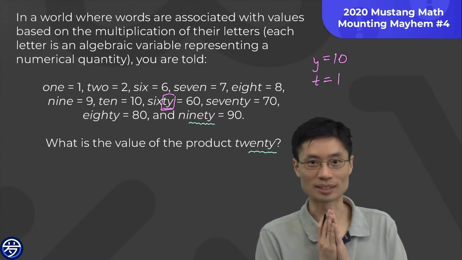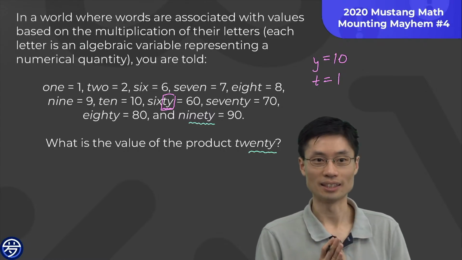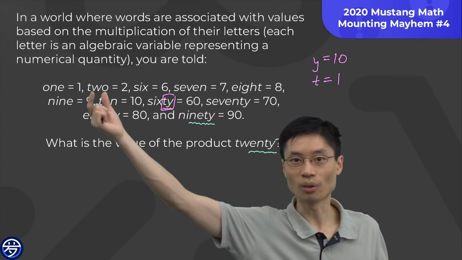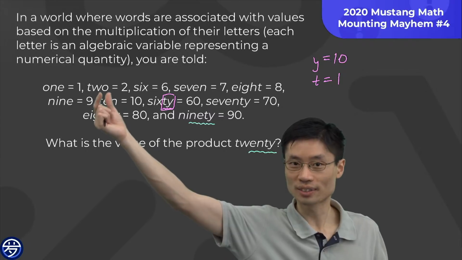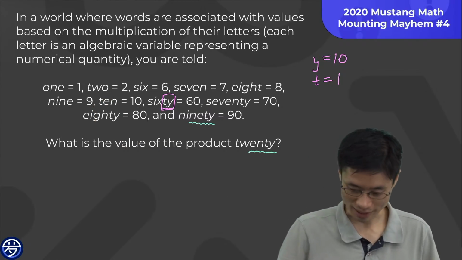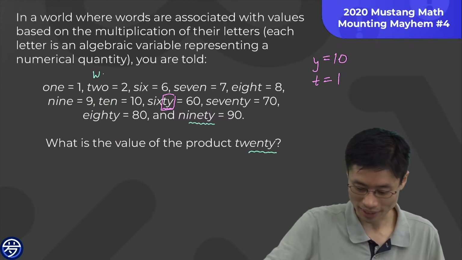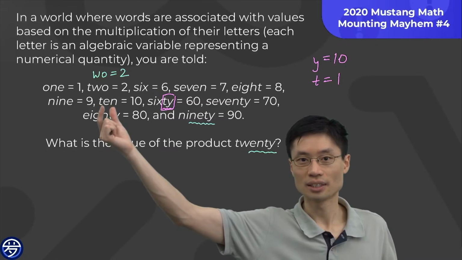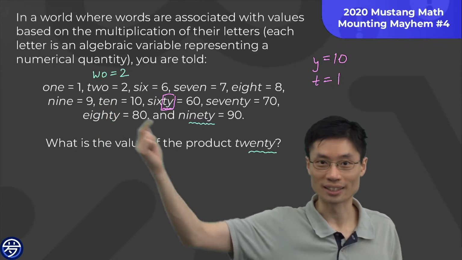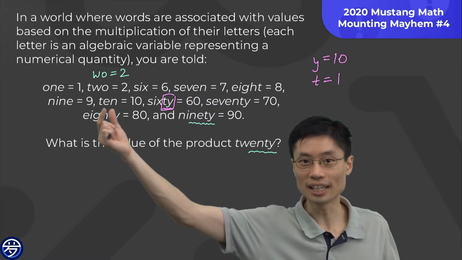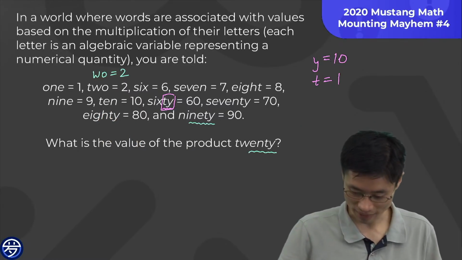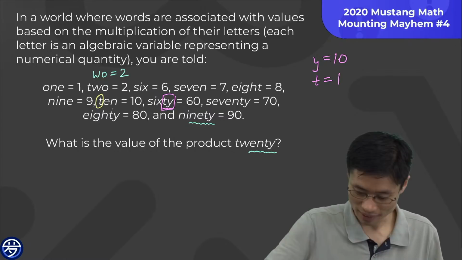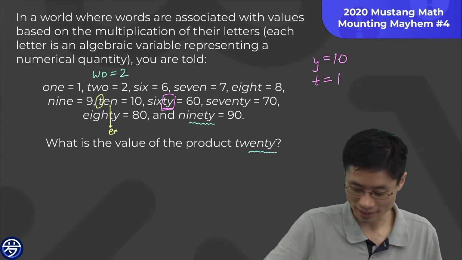How might I find what is WE? Let's see. So W times O. Oh, yeah. T is 1. So if T is 1, W times O is 2. That seems useful. T is 1 now. So WO is 2. Oh, and here is the EN. EN is 10 because T is 1, right? So I have here EN is 10 because T is 1. So this is telling me that EN is equal to 10.